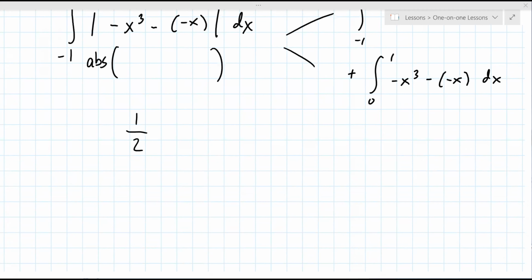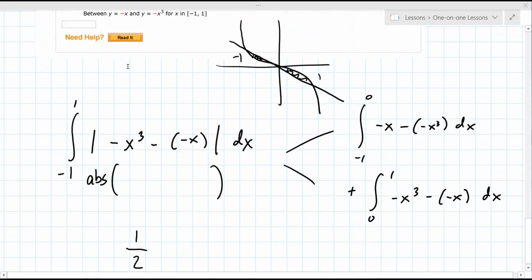You go from -1 to 1, and your TI 84 has an integral. You can put -1 to 1, put the absolute value here, and then you can even switch the order of these, but it's minus x cubed minus a minus x for that.